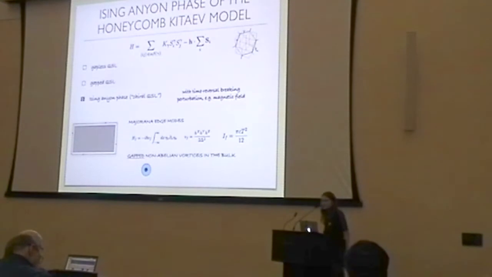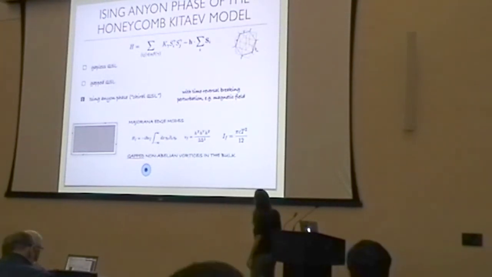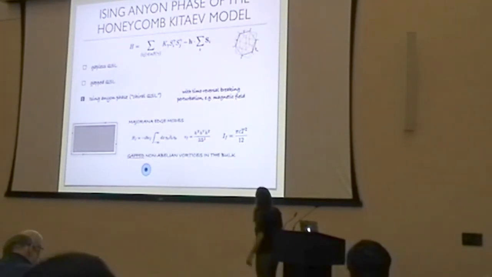So we've seen this model a number of times in the program, so this is the Kitaev model. But in order to get the Ising phase, also called the non-abelian version of the Kitaev spin liquid, we need to add a time-reversal breaking perturbation, which is the magnetic field. And the characteristics of this phase are that there are Majorana edge modes propagating along the edge, and that there is a gapped bulk with non-abelian vortices in it.